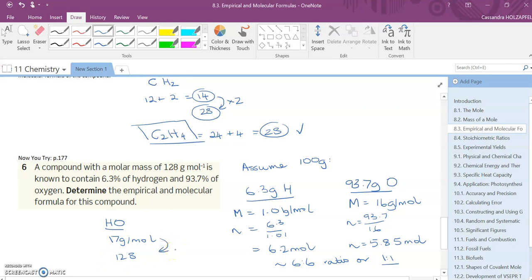Well, let's do 128 divided by 17. So I must have multiplied this by about 7.5, so I'm just going to say about 8. That means I have a compound that has 8 hydrogens and 8 oxygens. There you go. So that is how we calculate empirical and molecular formulas using our molar mass formula.